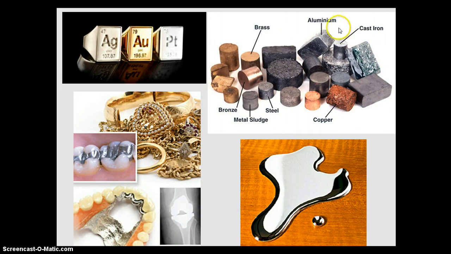Over here are some examples of metals like aluminum and iron and copper. Brass and bronze and steel are actually not pure metals. They're a mixture of different metals blended together. We call that an alloy. Okay, so those are not pure, just so you know.